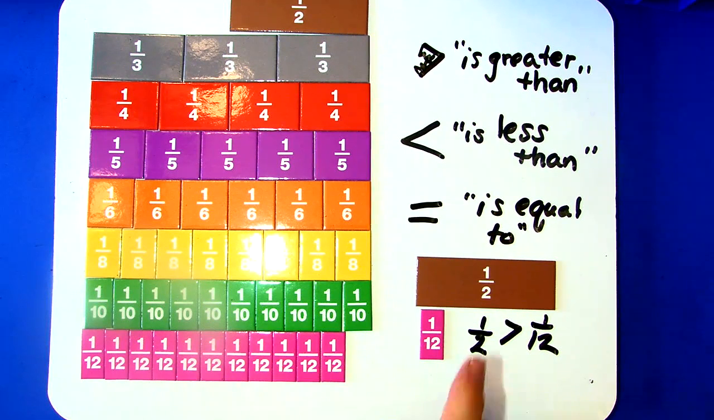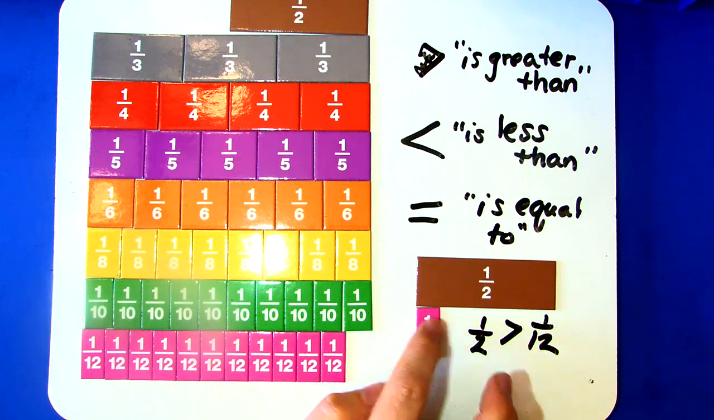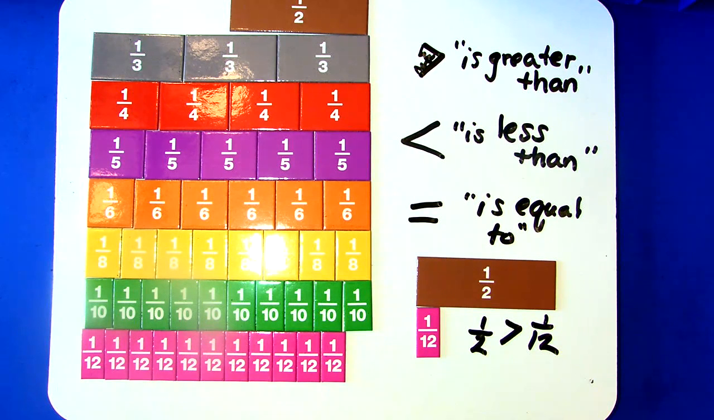So I pulled out my piece for 1/2, and I also pulled out 1/12 to show you so that you can see with your eyes that 1/2 is much bigger than 1/12. And then I wrote a number sentence. 1/2 is greater than 1/12.